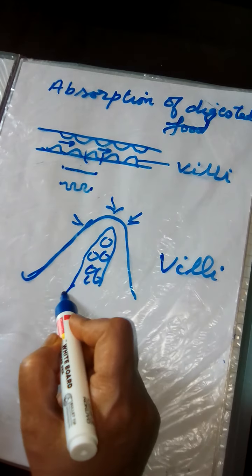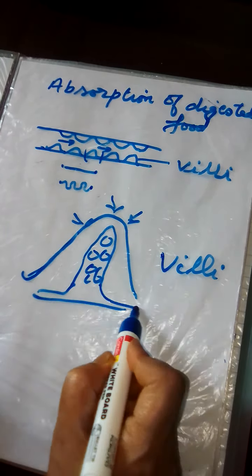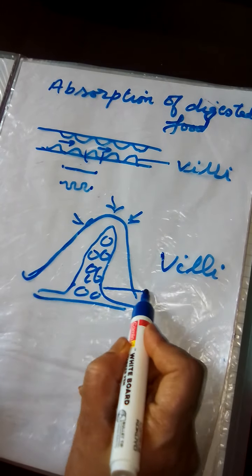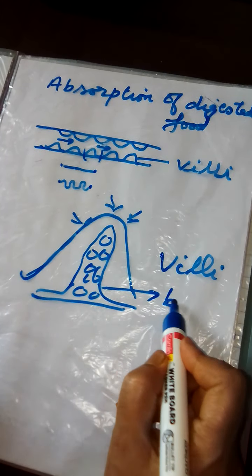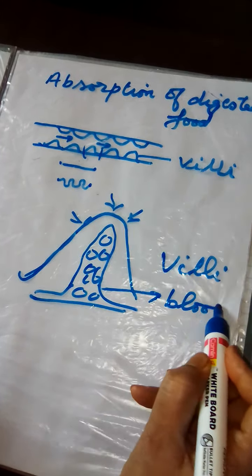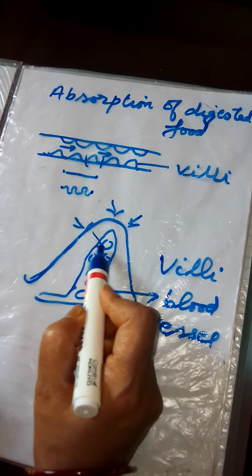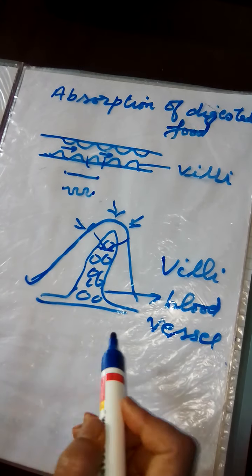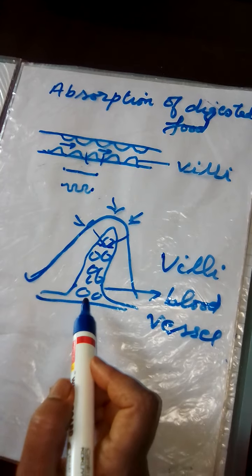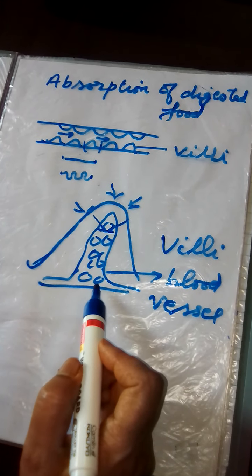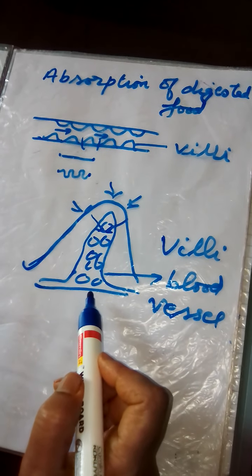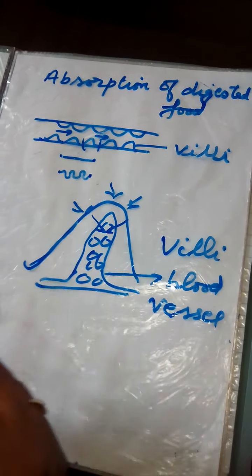What I have drawn here, this is actually blood vessel. So food is absorbed from the lumen of intestine into the blood vessel. Okay, and through this blood vessel it is transported to all the parts of the body. So the question comes, how is the digested food absorbed in the small intestine?